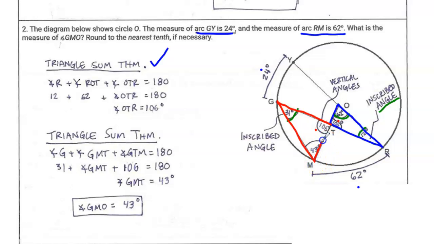Next, I'm able to use the Triangle Sum Theorem to say 106 plus 31 plus some unknown value is equal to 180, and I'm able to solve for that value. It's asking for the measure of GMO. Well, I want you to observe.